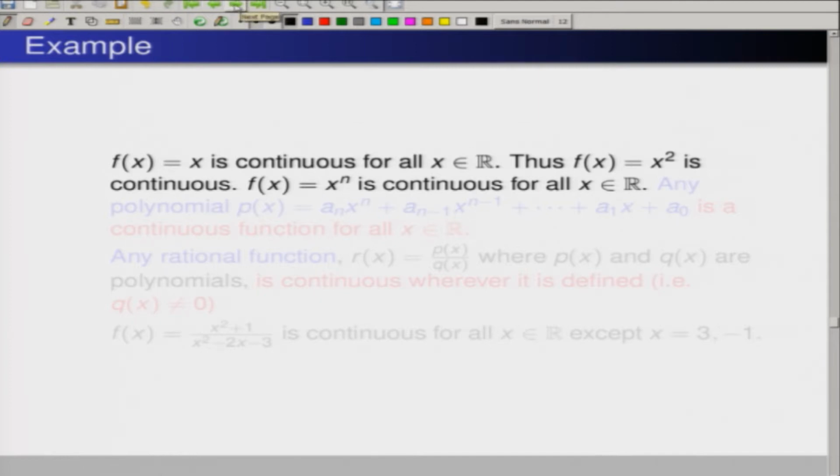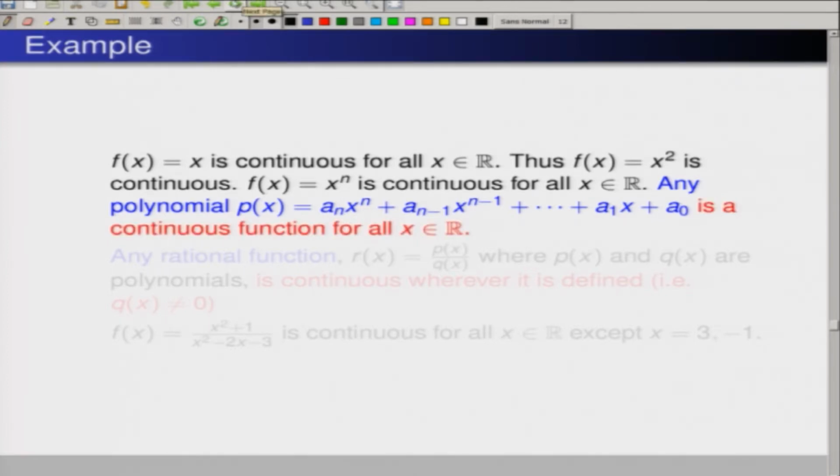Therefore, any polynomial p of x equal to a n x to the power n plus a n minus 1 x to the power n minus 1, up to a 1 x plus a 0, is a continuous function for all x belonging to R, because each term is individually continuous. So, addition of continuous functions is continuous. So, this is a continuous function on R.